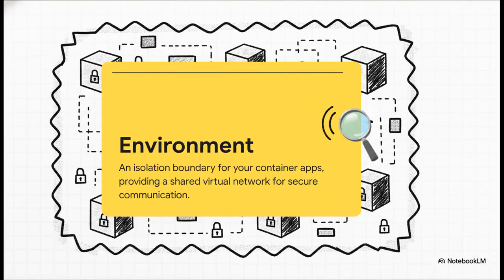First up, the environment. The easiest way to think about an environment is like a secure, private room just for your applications. Every container app you put inside an environment gets its own virtual network. This means all the different microservices in that environment can talk to each other super easily and, more importantly, securely, almost like they're all plugged into the same network switch. It's a really essential boundary for security and just keeping things organized.